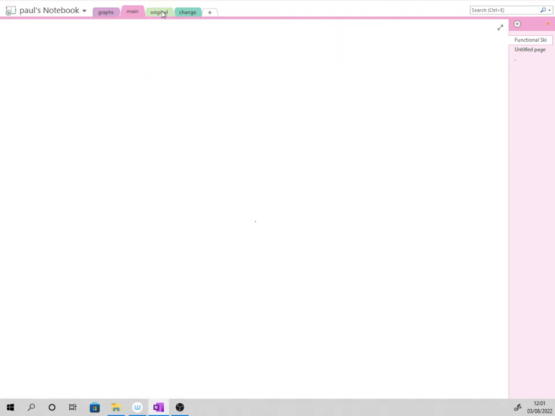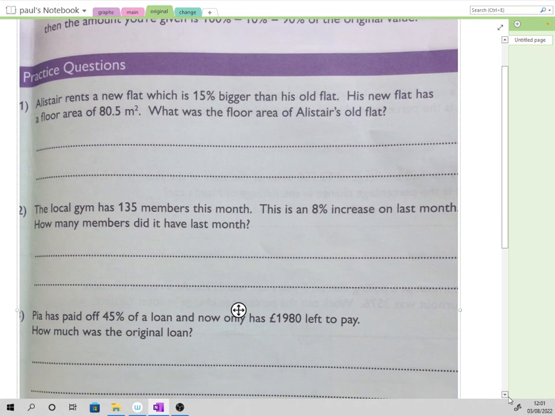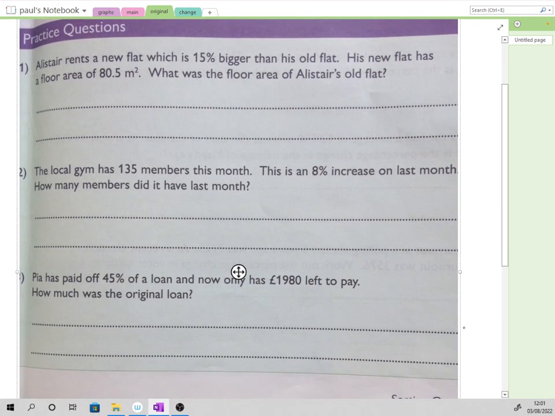Okay, so let's have a look at some original ones, before we do the change. So this is going to be slightly longer, but bear with us. Let's have a look. Again, pause, have a go, see where we get to. Right, Alistair rents a new flat which is 15% bigger than his old flat. His new flat has a floor area of that. What was the floor area of Alistair's old flat?